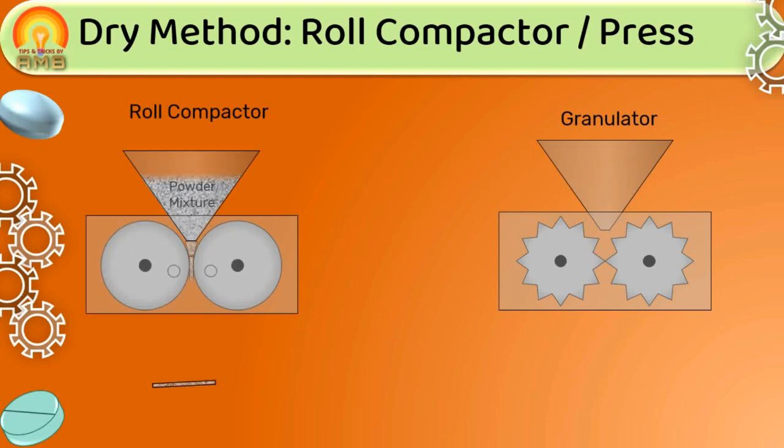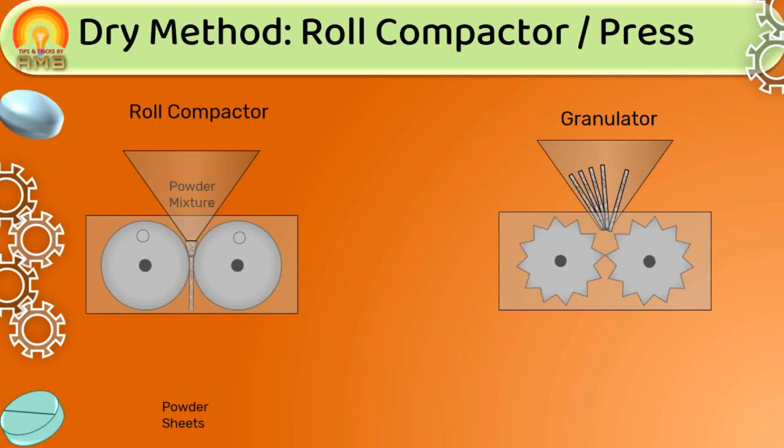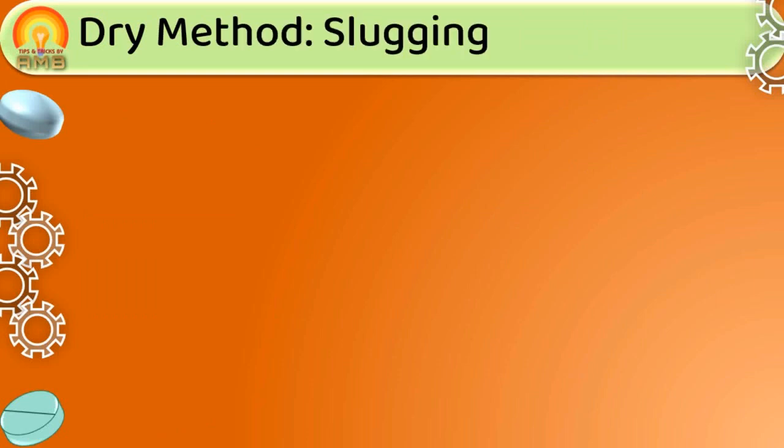The roll press converts fine powder into dense sheets by forcing it through two rotating metal rods having smooth surfaces. Then these sheets are passed through a granulating machine or granulator. Granulator converts these dense sheets into granules of desired size. An alternative dry method is the slugging method.